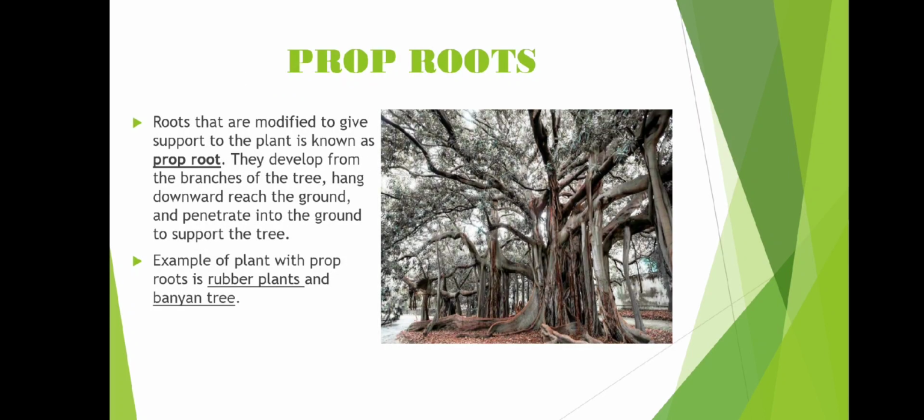Roots that are modified to give support to the plant is known as prop root. They develop from the branches of the tree, hang downward, reach the ground, and penetrate into the ground to support the tree. For example, rubber plants and banyan tree. So, yung mga ugat daw po na nakasabit sa sanga ng puno ay ang nagbibigay ng suporta para manatiling nakatayo ang puno or yung halaman.